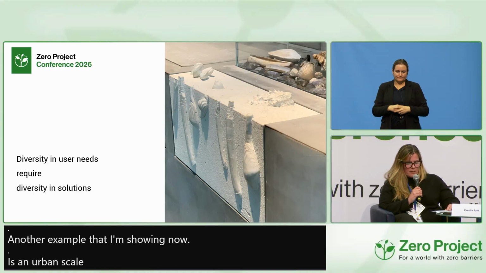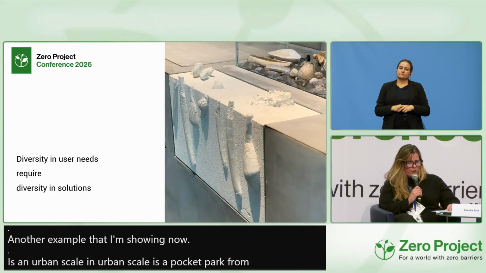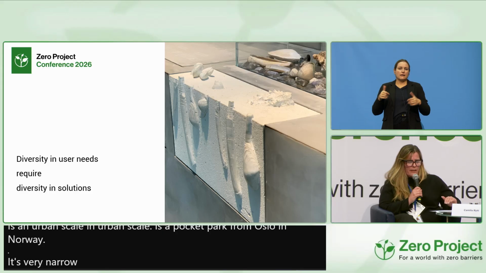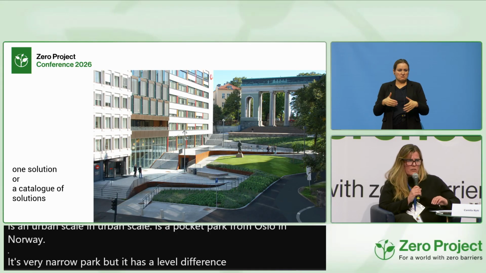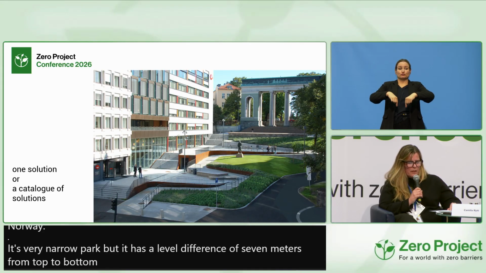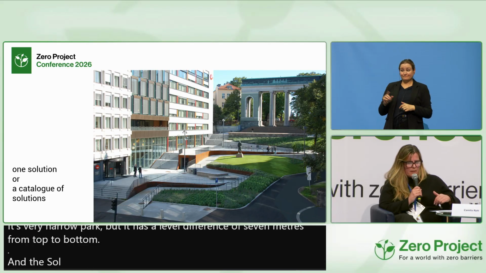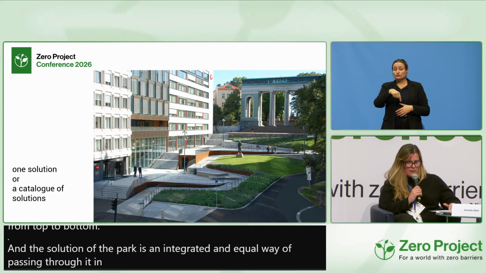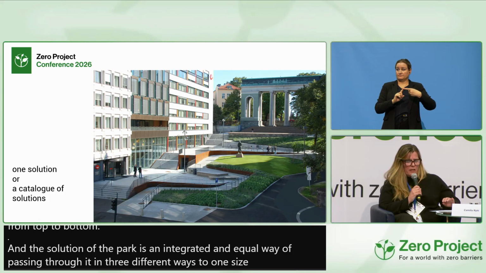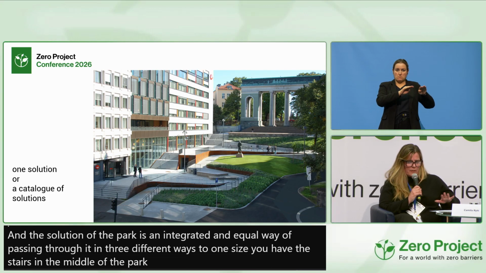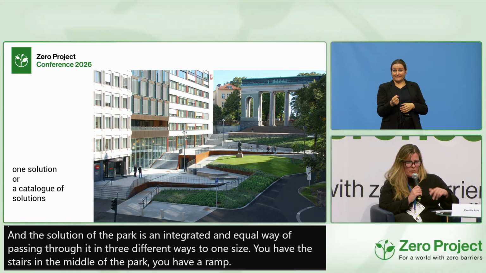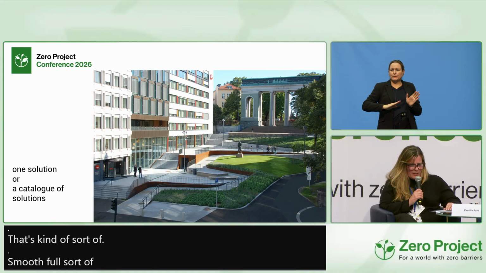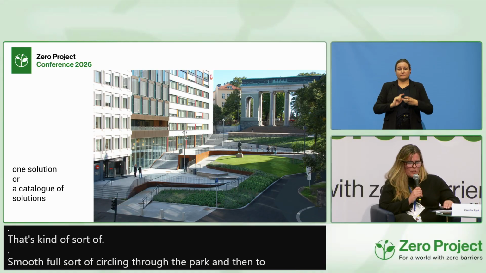It is a pocket park from Oslo in Norway. It's a very narrow park, but it has a level difference of 7 meters from top to bottom. And the solution of the park is an integrated and equal way of passing through it in 3 different ways. To one side, you have the stairs. In the middle of the park, you have a ramp that's kind of smooth, sort of circling through the park. And then to the last side, there is a bike path.